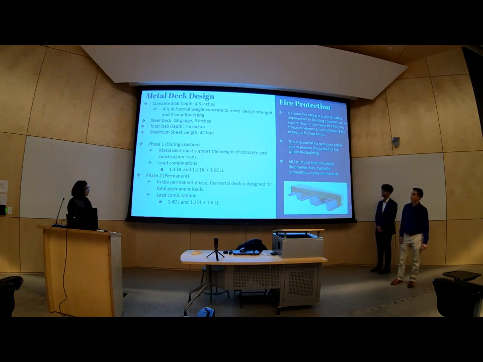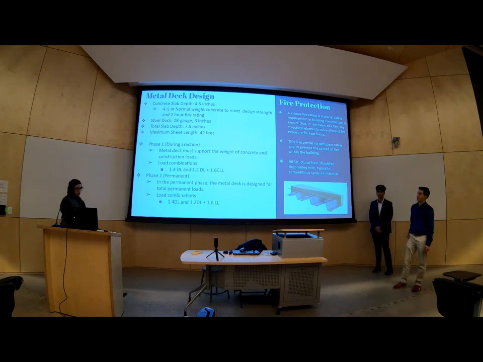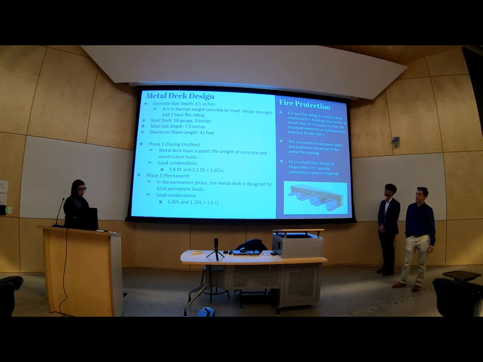So for our metal deck, we had a concrete slab depth of 4.5 inches. This is just typical. It's a normal weight concrete, and it's just to meet the design strength and fire rating. Our steel deck was an 18 gauge steel deck and 3 inches deep for our total slab depth of 7.5 inches. The maximum sheet length of our deck was 42 feet.